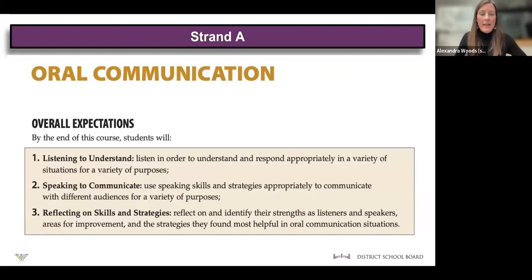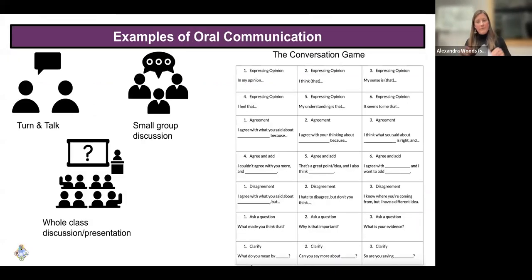So I'd like to take a closer look at oral communication. At the end of grade 9, students are expected to listen to understand and respond in appropriate ways for a variety of purposes, and to use speaking skills and strategies for different audiences and purposes. And then also, the most important thing in my opinion, is really reflecting on their skills and strategies, how they are growing, and really being thoughtful as oral communicators.